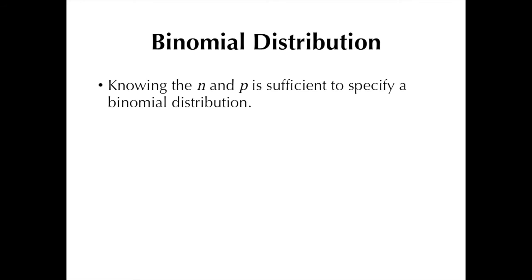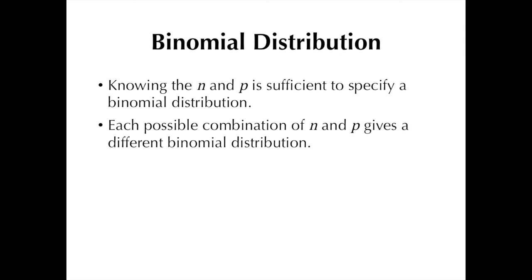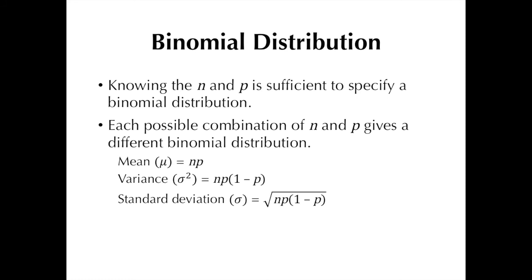Now, as we just learned a while ago, each possible combination of n and p gives us a different binomial distribution. Now, each of these distributions has its own respective mean, variance, and standard deviation. I'll be talking about the measures of central tendency and variance in a subsequent video. Now, the formula for the mean of a binomial distribution would be this, while the formulas for the variance and standard deviation would be these. Note that the standard deviation is simply the square root of the variance.